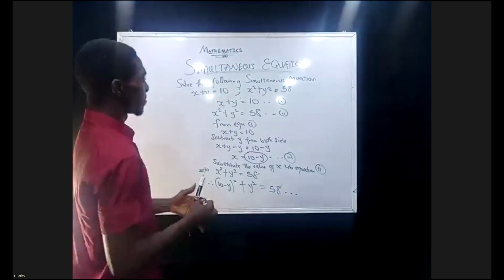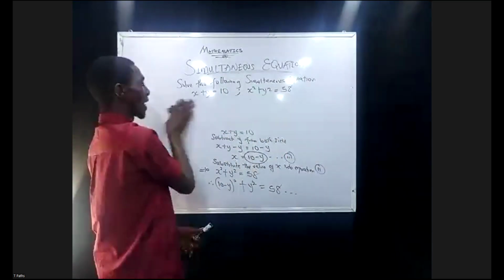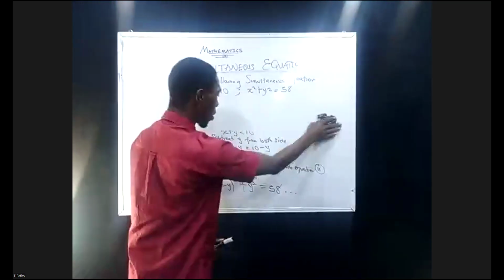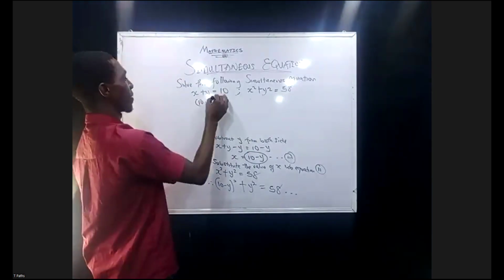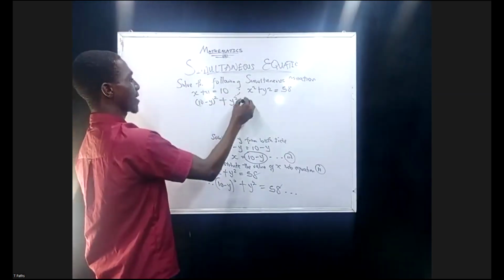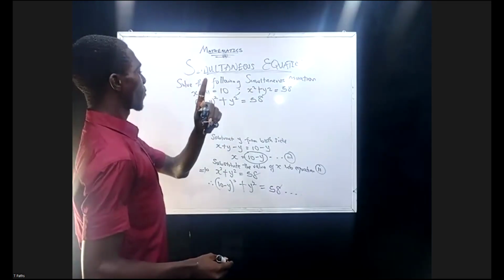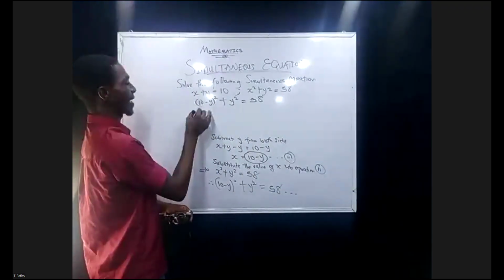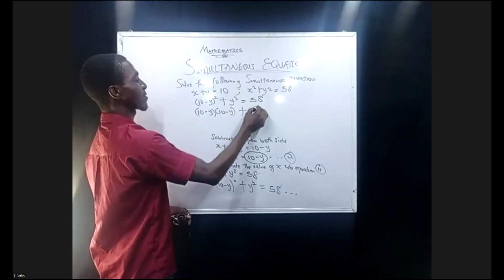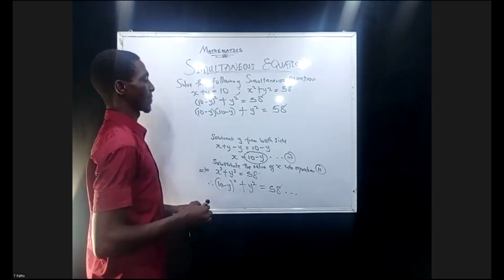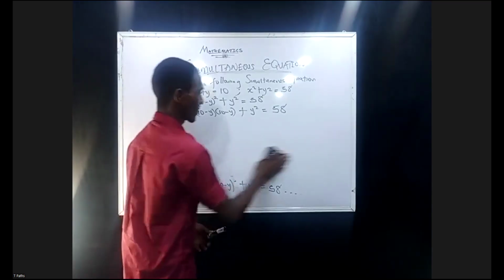So from here, I can bring it up here again by simplifying further. From equation 3, we have 10 minus y all squared, then plus y squared equals 58. Let's open the bracket first. Opening this bracket, we have 10 minus y times 10 minus y, plus y squared equals 58. I love taking it step by step so you can see your progress.